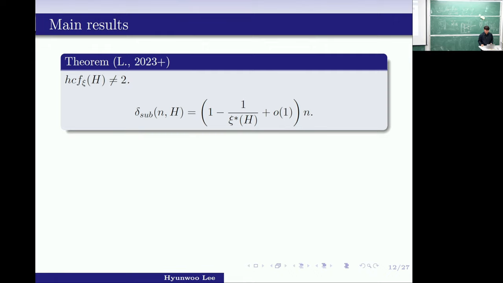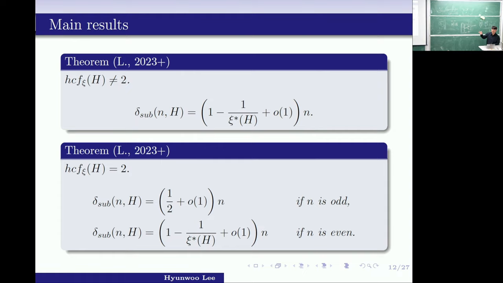So if HCF psi h is not equal to 2, then asymptotically the threshold for subdivision tiling is 1 minus 1 over psi star h times n. And if HCF psi h is 2, then it depends on the parity of n. So when n is odd, the threshold is roughly n over 2. And when n is even, the threshold is roughly 1 minus 1 over psi star h times n.